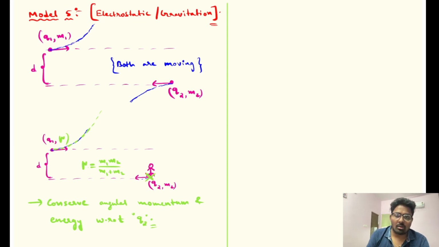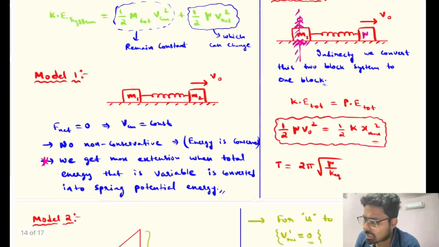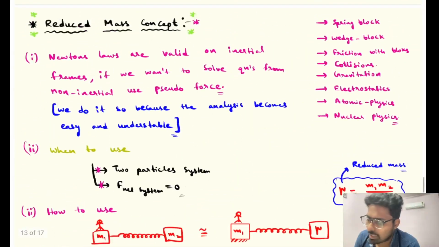So I told you the concept, what you can do. I convert this into a single mass system that is moving, and the other mass is fixed. Then it's completely converted into the question which I already discussed in detail. You can go back and check the playlist of electric potential pathfinder questions. Fine. Okay, so then the next model would be in atomic physics.